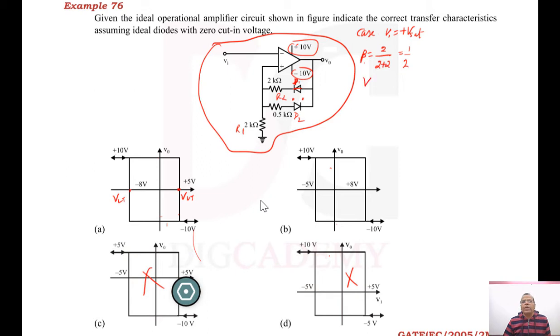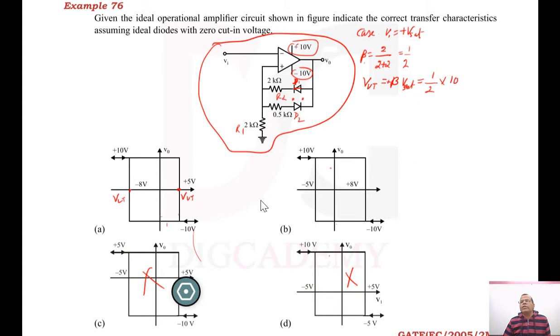So what will be the upper threshold voltage? The upper threshold voltage means when your output is plus Vset, right? So when your threshold voltage is positive, this gives beta into V0, that is, the output voltage plus Vset. So this is plus, of course. So this is 1 by 2 into Vset, how much?